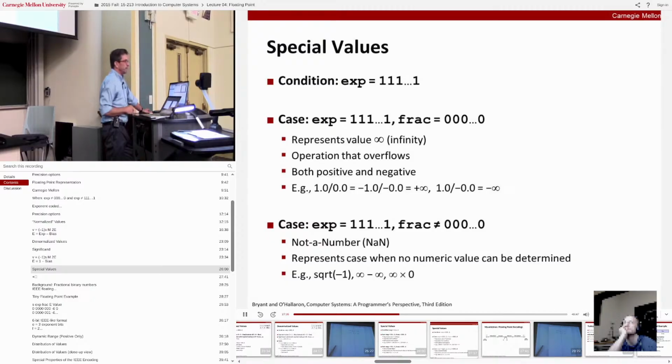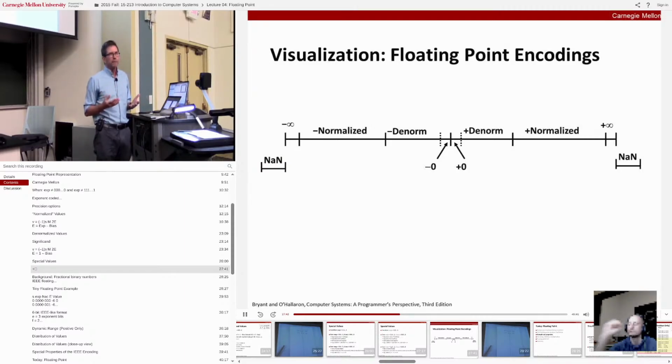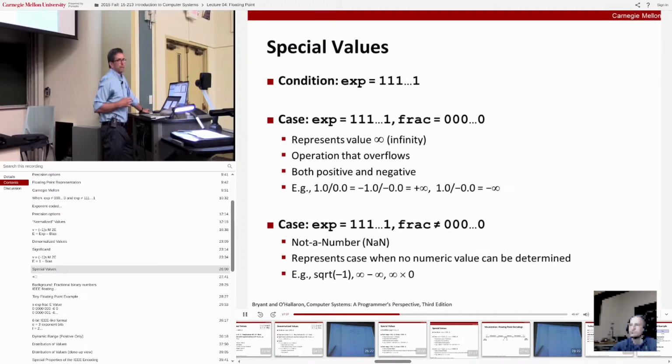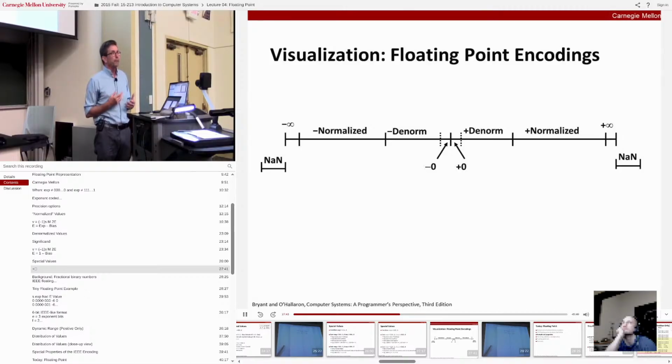So this handles cases where there's no answer. There's no feasible answer. For example, if we try to take the square root of minus 1, what we'll get back is not a number.